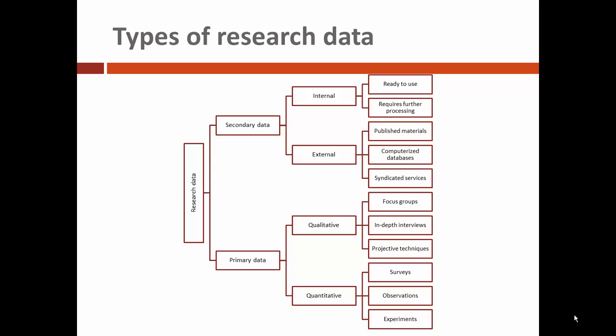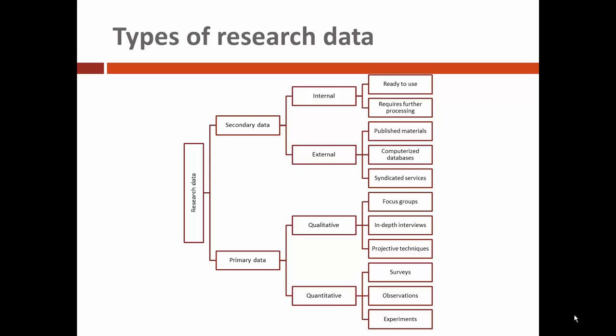Primary data that you can specifically collect for your study, and they can be either qualitative or quantitative. For example, the types of qualitative data involve focus groups, in-depth interviews, and projective techniques. The types of quantitative data can be collected from surveys or from observations or from experiments.